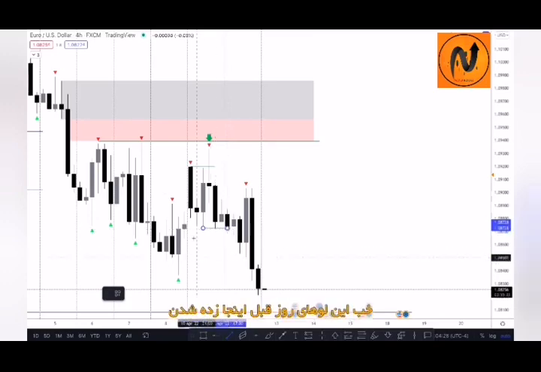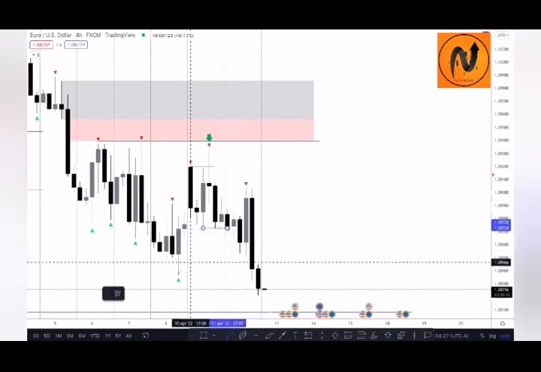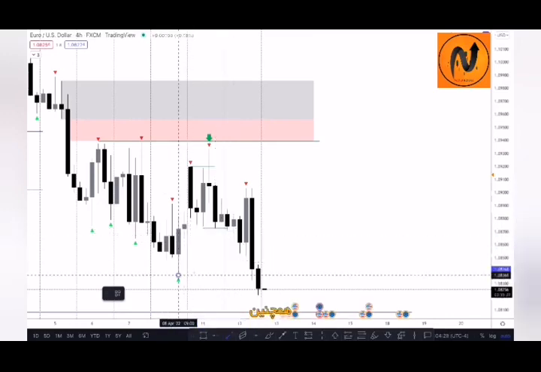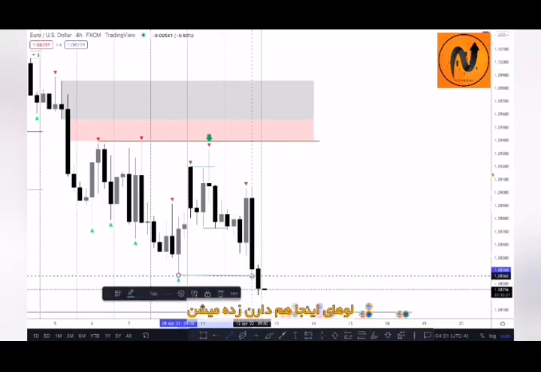All right, so we took out all these previous day lows right here, and we're also taking out these lows right around here as well.